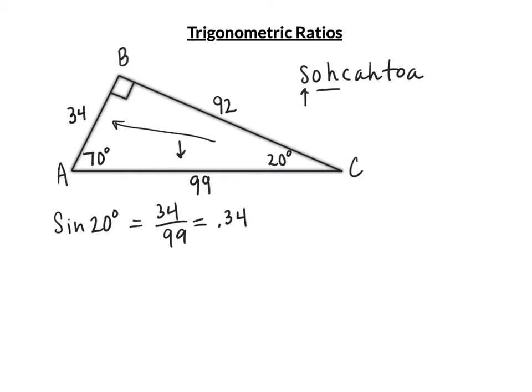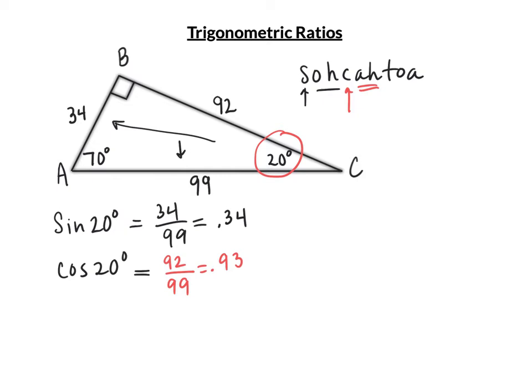Then we could do the cosine of 20 degrees. Cosine is adjacent over hypotenuse. I'm looking at the 20-degree angle. I want the side that is adjacent, not the hypotenuse. The adjacent side, the one next to, is 92 over the hypotenuse, which is 99. And then I could divide that on the calculator, and I get about 0.93.